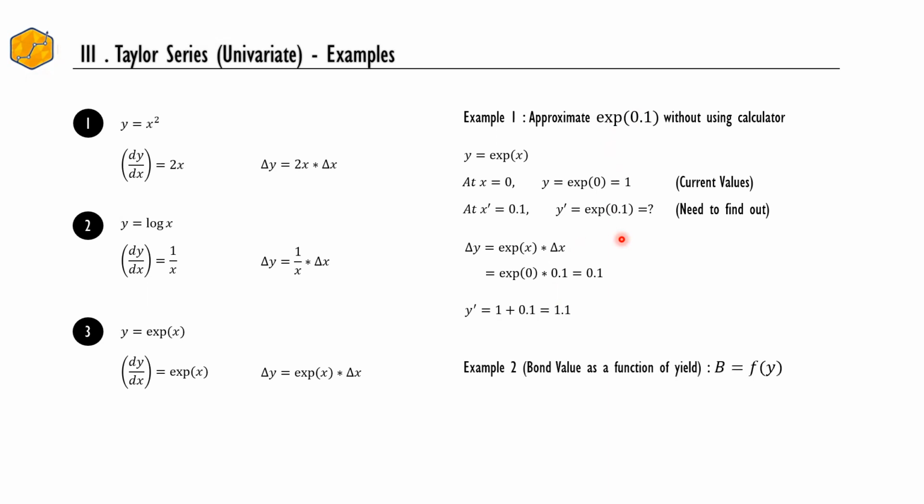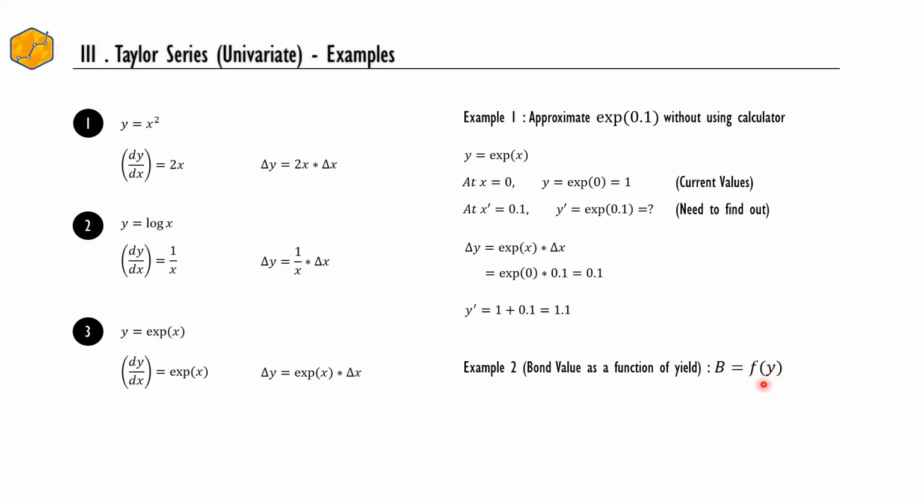To show you a more practical finance example, we know that the value of a bond depends on the yield. B, which is the price of the bond, is a function of the yield, because you will discount all the coupon payments and the principal payment at the end by the prevailing yield, and that will give you the price of the bond. If the yield changes due to movement in the yield curve, then your discounting factor changes, and the price of the bond changes. The value of the bond is a function of yield.